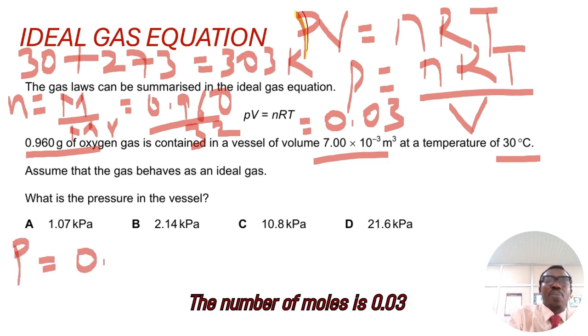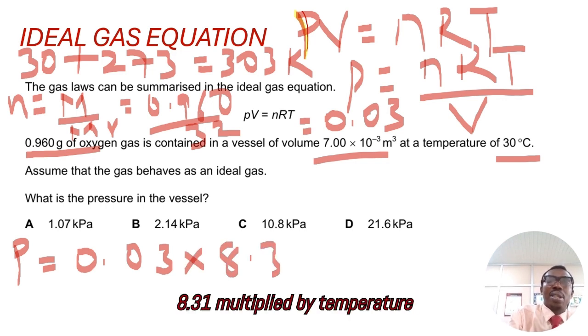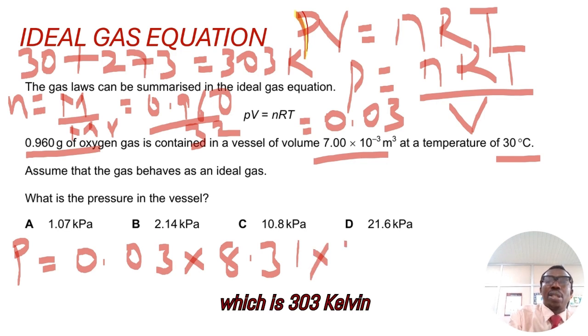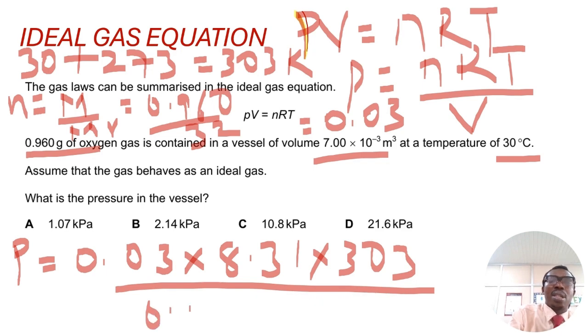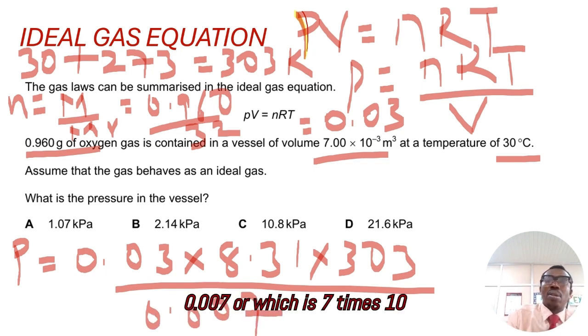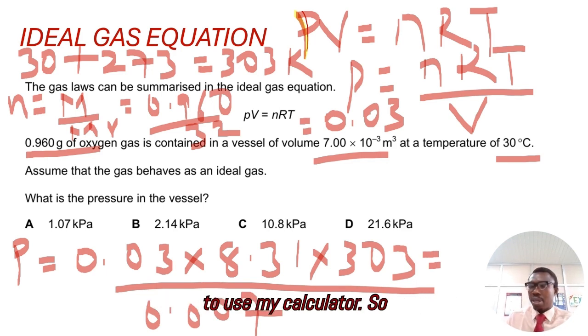So to calculate the pressure, P will be equal to the number of moles, 0.03, multiplied by the gas constant R, which is 8.31, multiplied by the temperature, 303 Kelvin, divided by the volume, which is 0.007, or 7 times 10 raised to the power minus 3. So I'm going to use my calculator: 0.03 times 8.31 times 303, divided by 0.007.